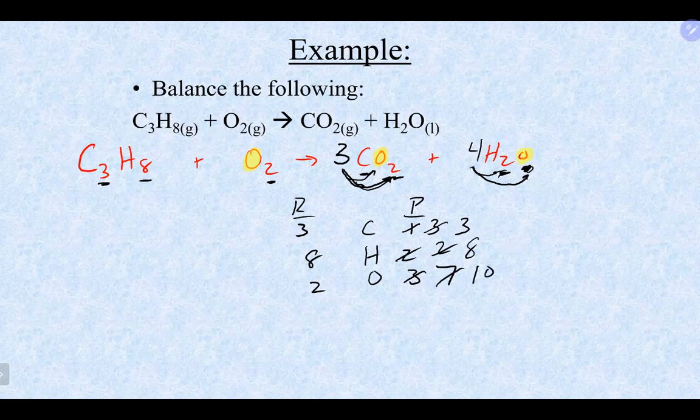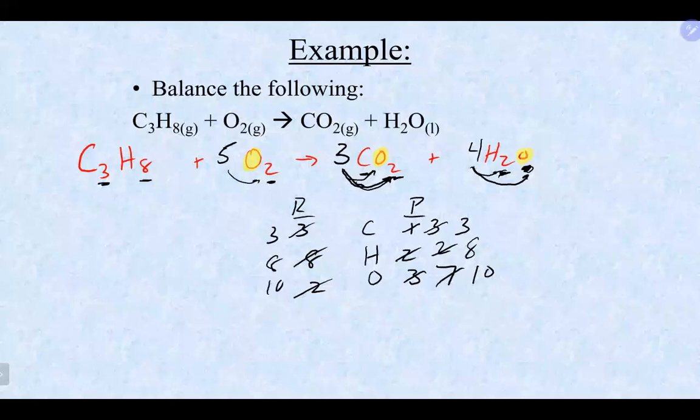So again, in this case, I left the oxygen for the end, and it works out really nicely because now I could go to the left-hand side here and put a 5. And we've got our 3 carbons, our 8 hydrogens. And once again, here, our 5 times 2 is 10 oxygens. Any questions on that there?